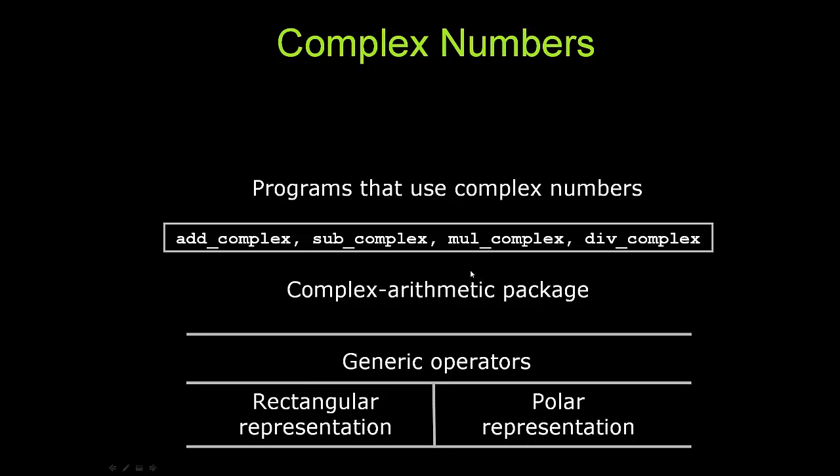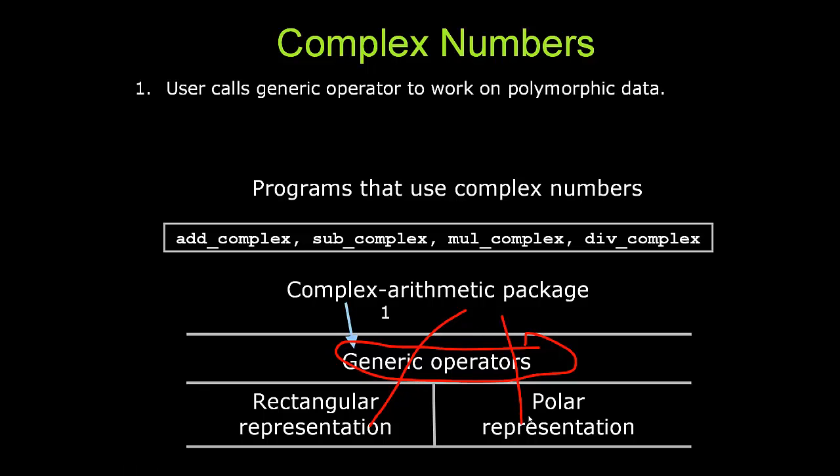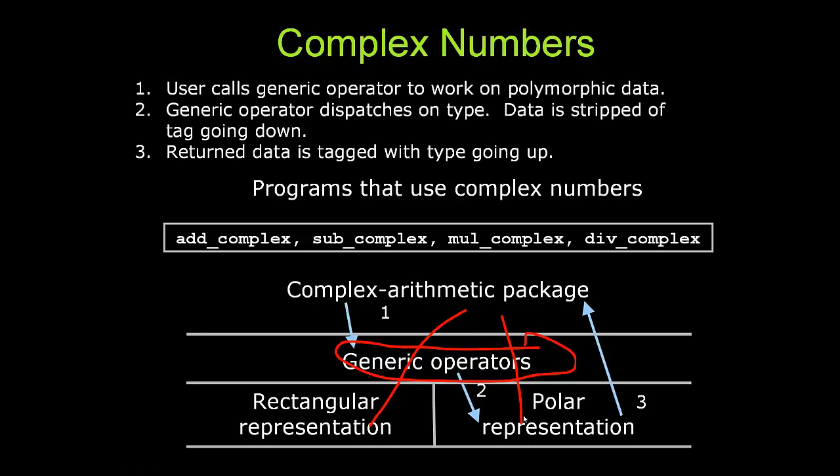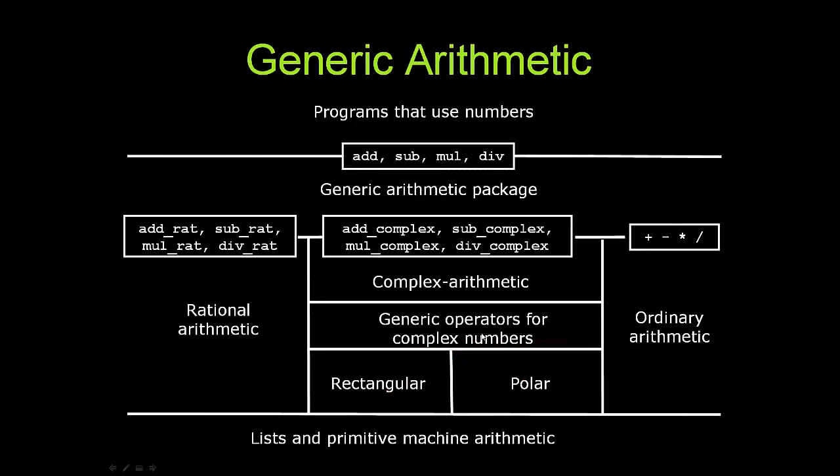Okay, so this is what you saw just now, right? You have this complex number package, and there are these operators that allow you to deal with either rectangular or polar. Essentially this is the sort of function you see: as the data goes down, it is stripped of the tag and sent to the correct package, and then when it comes up, the data is retagged with the right tags. In generic arithmetic, we kind of generalize it. Just now you were dealing with complex arithmetic, so it's just this part of the picture.